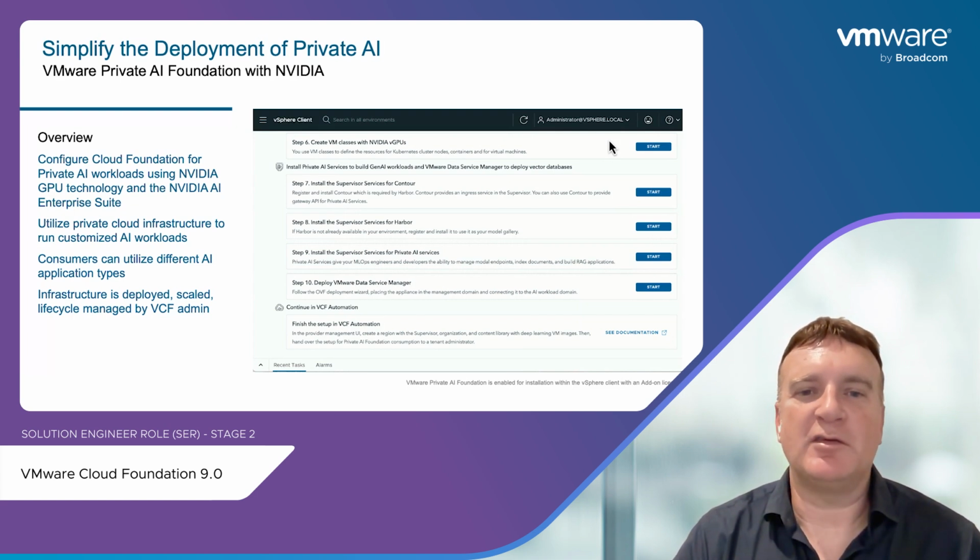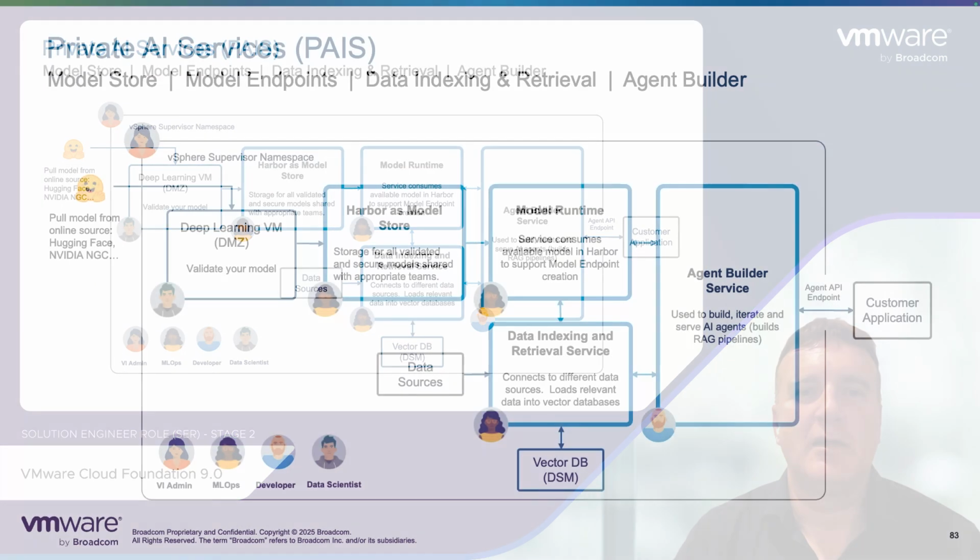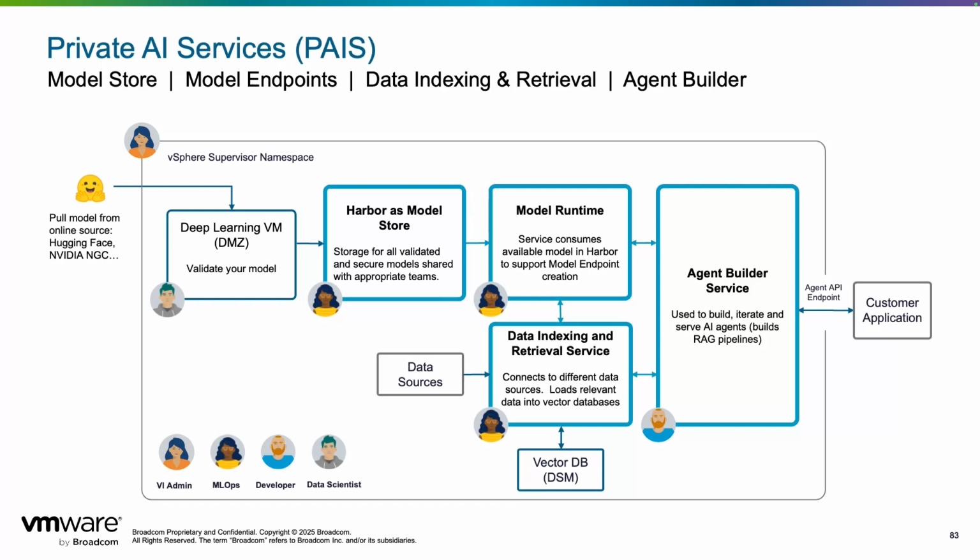Another key benefit of this on-prem private AI solution is that the underlying hardware and SDDC-based infrastructure is all deployed, scaled, and lifecycle managed by the VCF administrator. Private AI services are new to VCF 9 and streamline the deployment and management of Gen AI workloads for enterprise customers. Private AI services appear as the supervisor service that is added to the supervisor. VI admins can view and manage private AI services in supervisor services in vSphere.